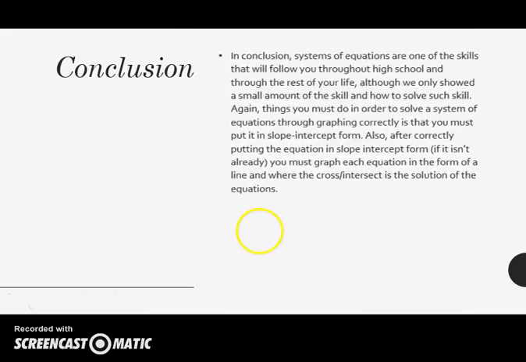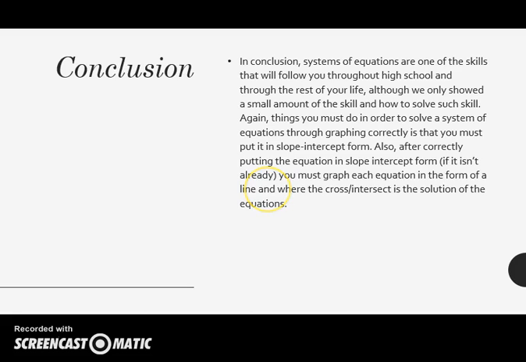And in conclusion, systems of equations are one of the skills that will follow you throughout high school and throughout the rest of your life. And in this video, we only showed you one way to solve systems of equations, which was by graphing. So again, to solve a system of equations through graphing correctly, you must put it in slope-intercept form.